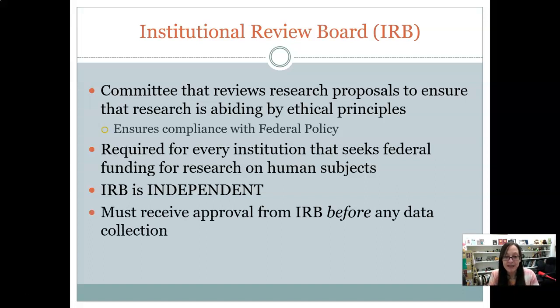So you have to receive approval from the IRB before any data is collected. That's the key: you can't already have started gathering data if you don't yet have IRB approval. The IRB approval has to happen first, before you talk to a single person about your research as a participant. So that approval has to come first.